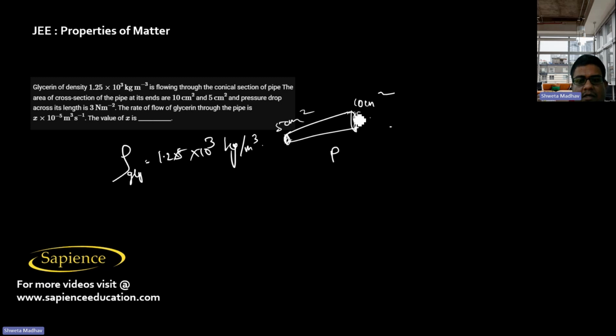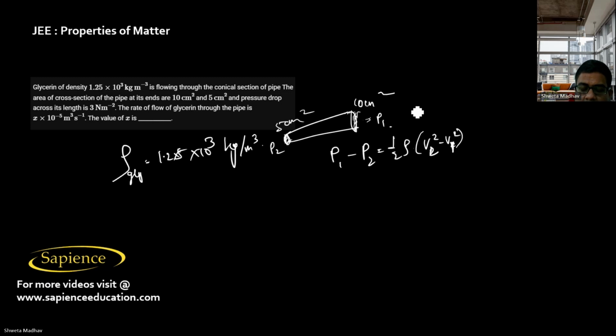Here the area is high, so the velocity will be less, and the pressure will be higher here. Let's say P1, P2. So P1 minus P2 is equal to half rho into (V2 square minus V1 square). Here we are using Bernoulli's principle.